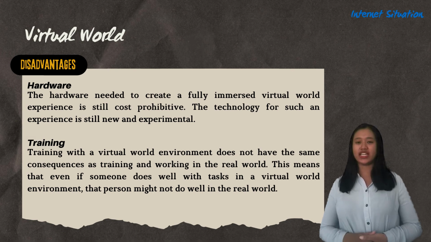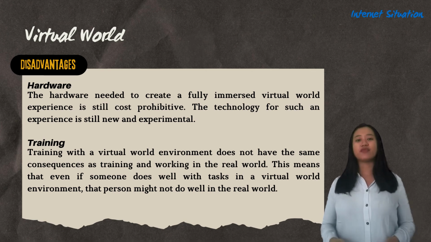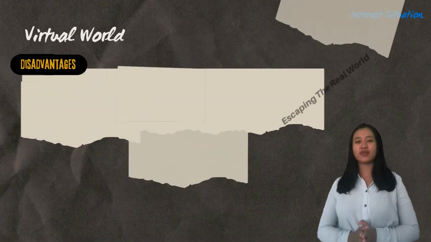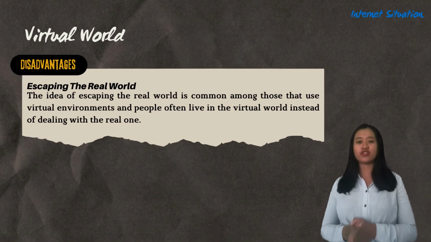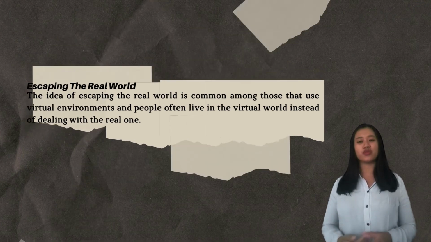Second is training. Training with the virtual world environment does not have the same consequences as training and working in the real world. This means that even if someone does well with tasks in a virtual world environment, that person might not do well in the real world. Third, escaping the real world. The idea of escaping the real world is common among those that use virtual environments, and people often live in the virtual world instead of dealing with the real one.